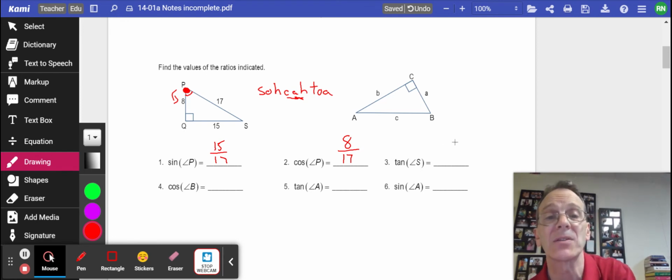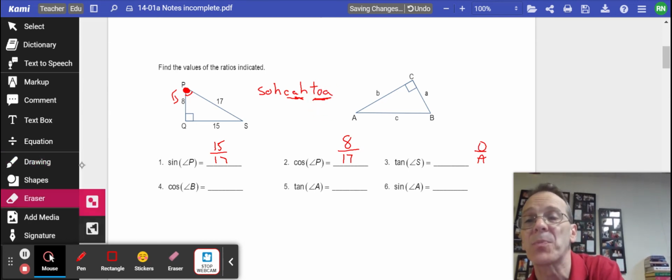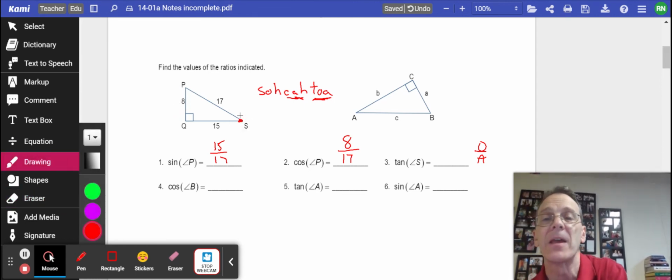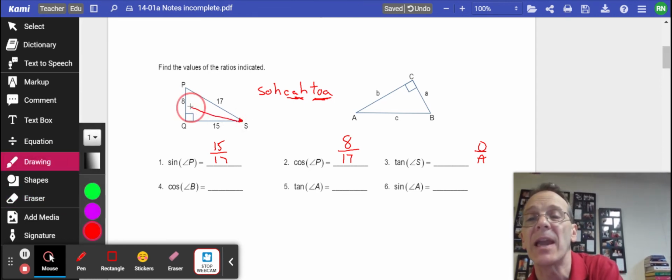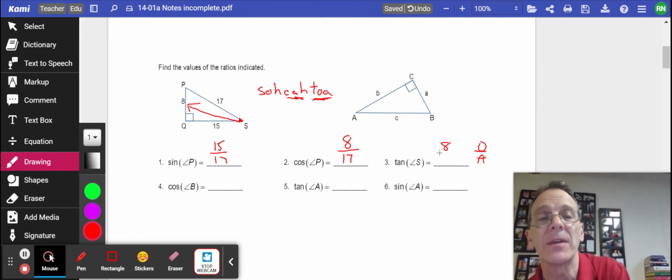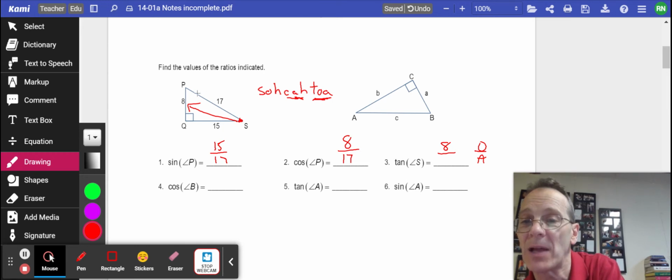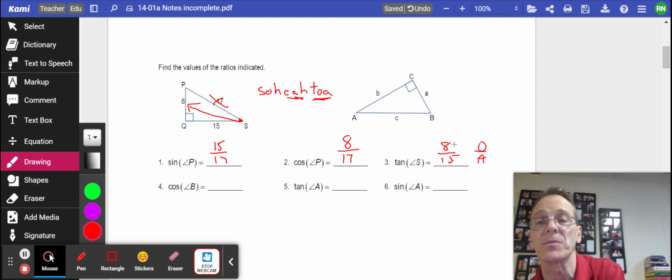Tangent of angle S. Tangent is opposite over adjacent. That's what SOHCAHTOA reminds me of. From S's point of view, now we're jumping over to this corner of the triangle. The opposite side is the 8, and the adjacent side is not the hypotenuse, can't be the hypotenuse, it must be the 15. So there's those first 3 values.